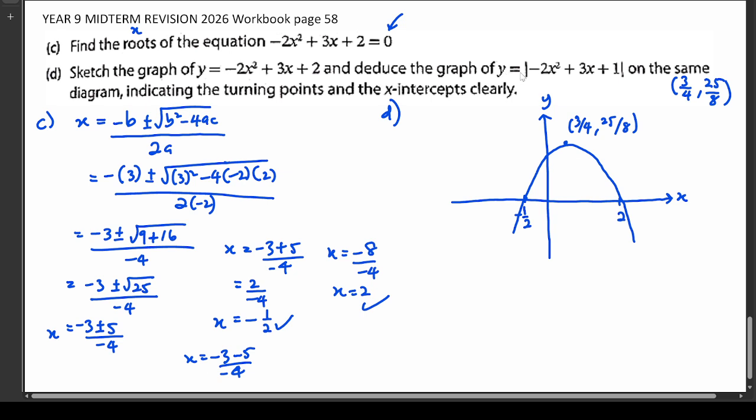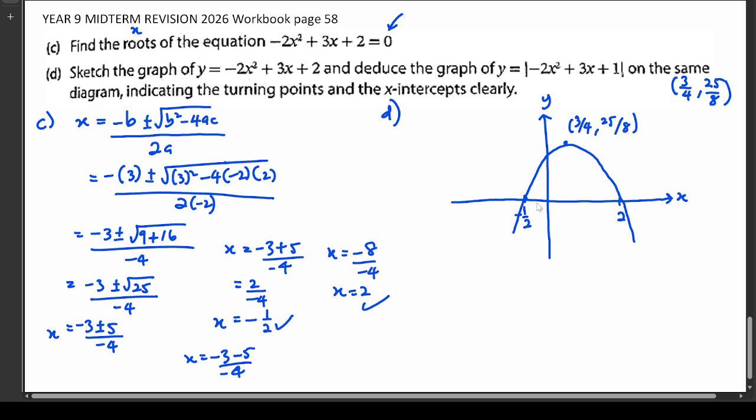Deduce the graph of y equals modulus of this one. There's a little bit of an error, where basically this one should be a plus 2. There's a little bit of error. It's the same equation, so you just need to modulus the graph, okay, and basically the negative region, you flip it to the positive region, right? Negative regions flip to the positive region.